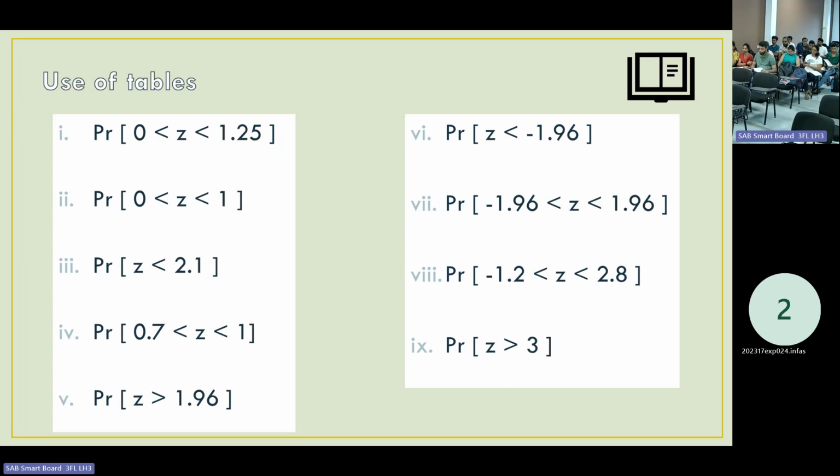Okay, right. So that part tells us how to refer the table and get the values.